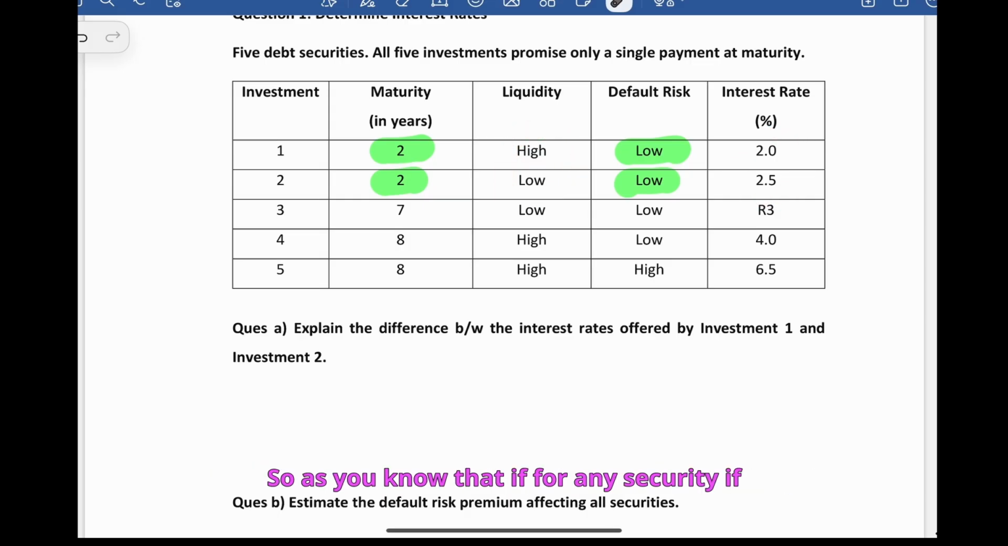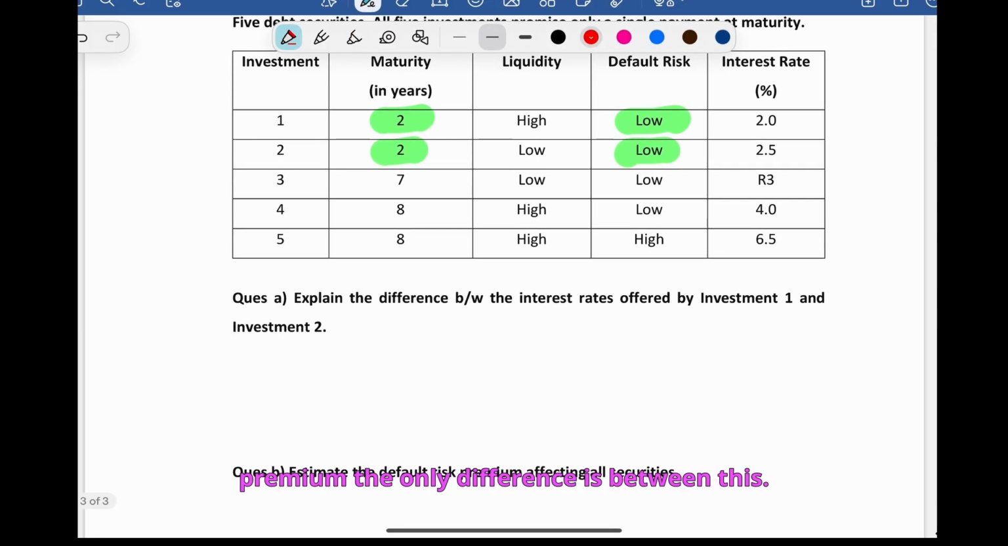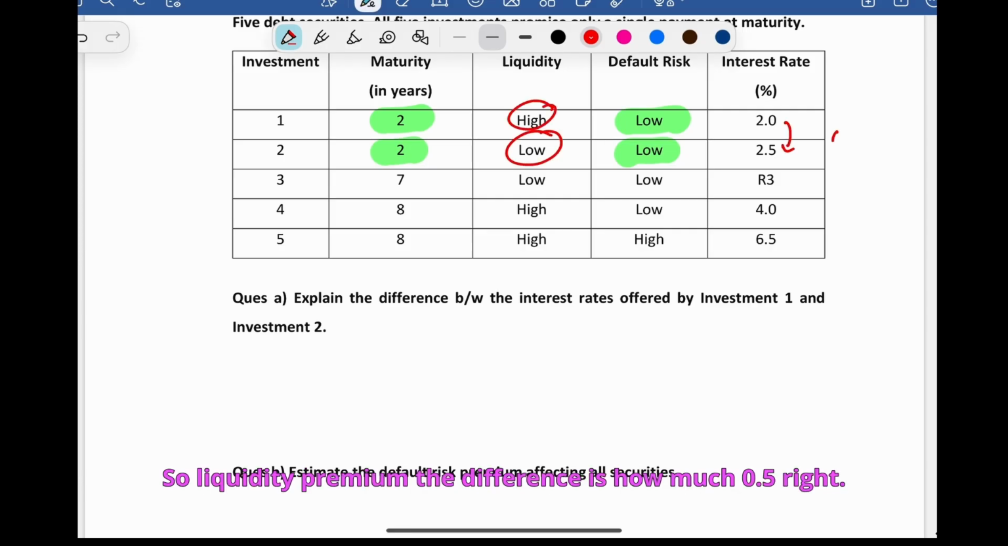As you know, if the liquidity of any security is low, it will be more risky because you will not be able to sell or buy that security easily. So the risk premium will be high. Accordingly, it is high by how much? 0.5%. So from this, I can say the only difference is the liquidity premium. The difference is almost 0.5, right? So investment 2 has plus 0.5 here. This difference is only because of the liquidity premium.